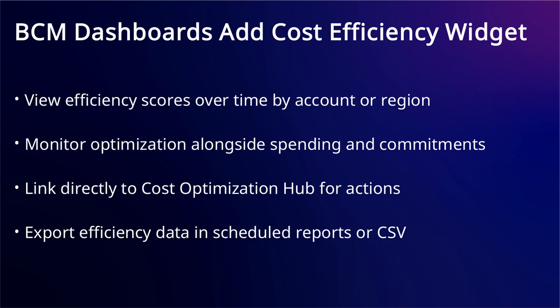When you identify opportunities, you can link directly to Cost Optimization Hub to act on savings recommendations. The widget integrates with dashboard exports, so you can export efficiency data in scheduled reports or CSV format for offline analysis and cross-account sharing. This provides a unified view of spending, commitments, and optimization performance without switching between multiple tools.